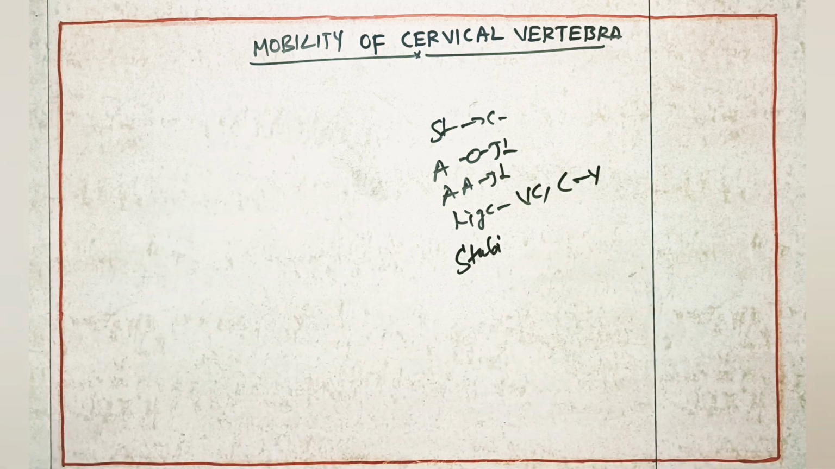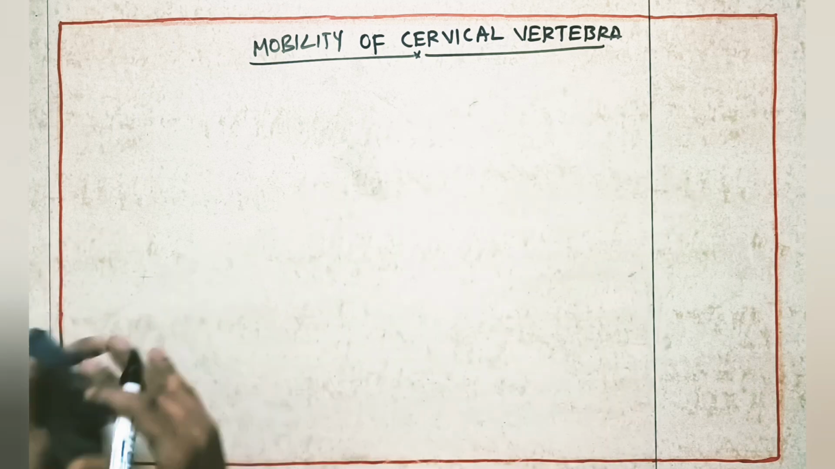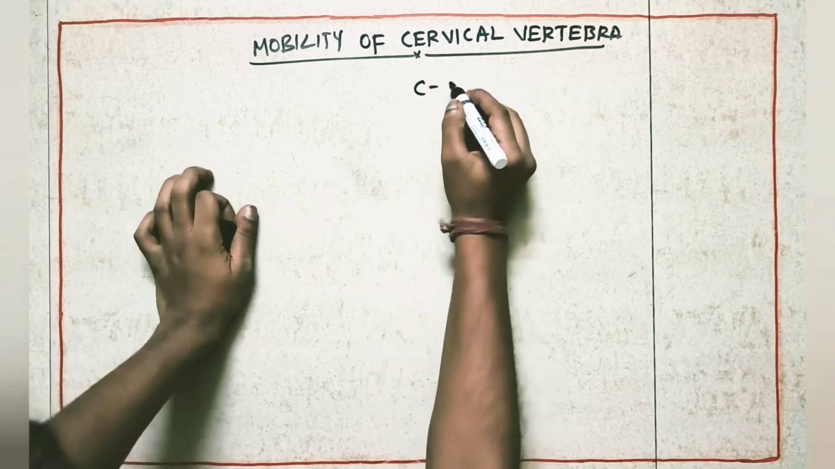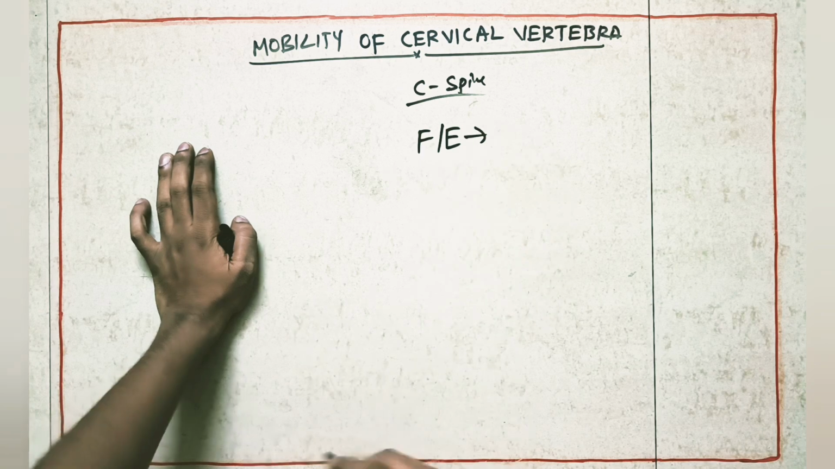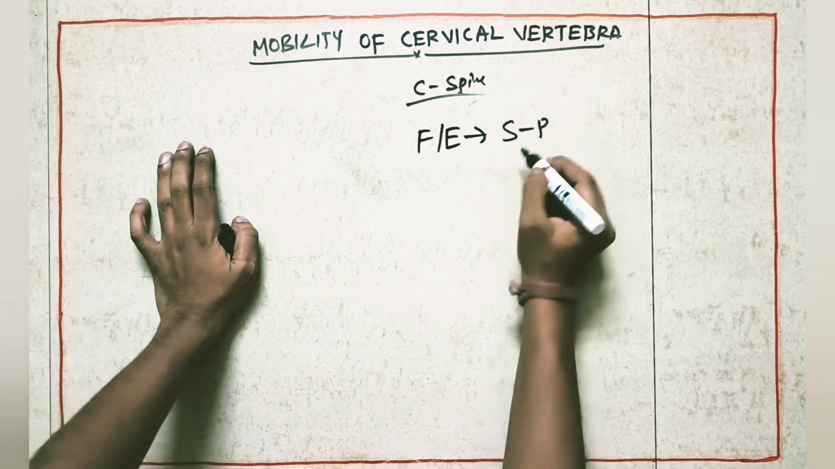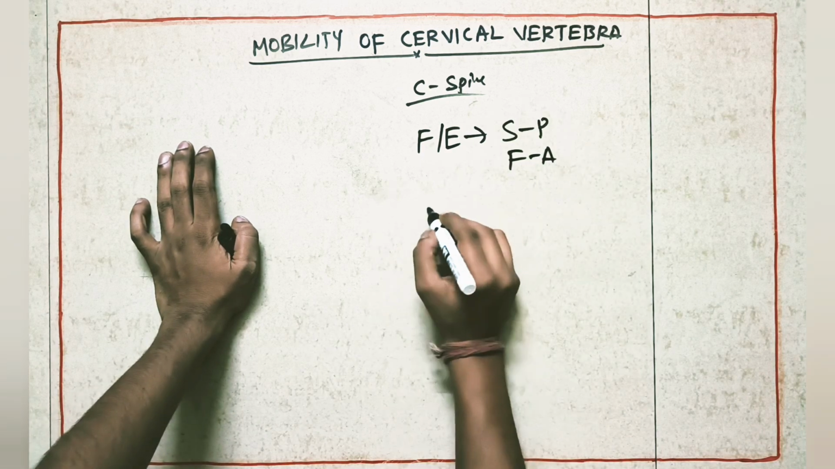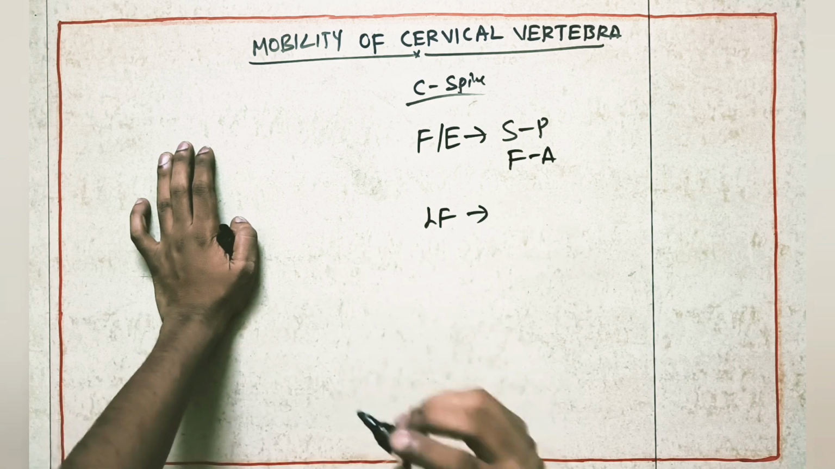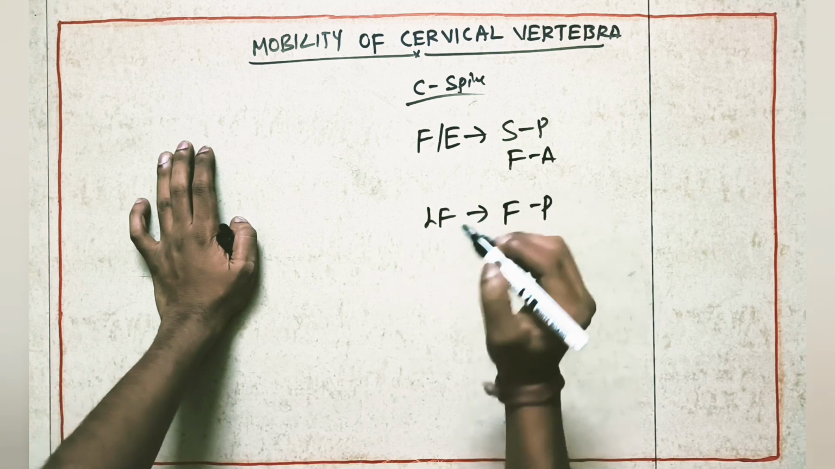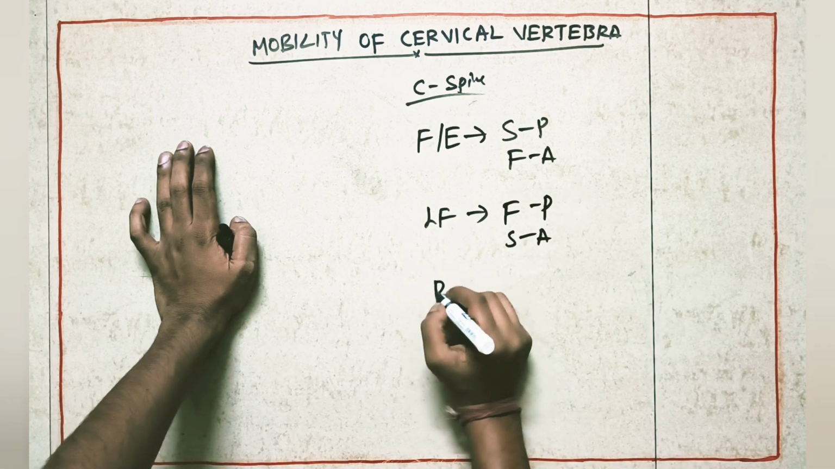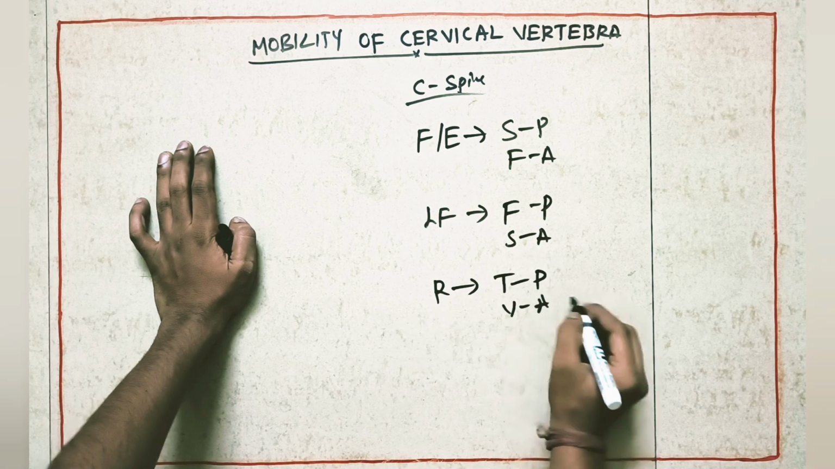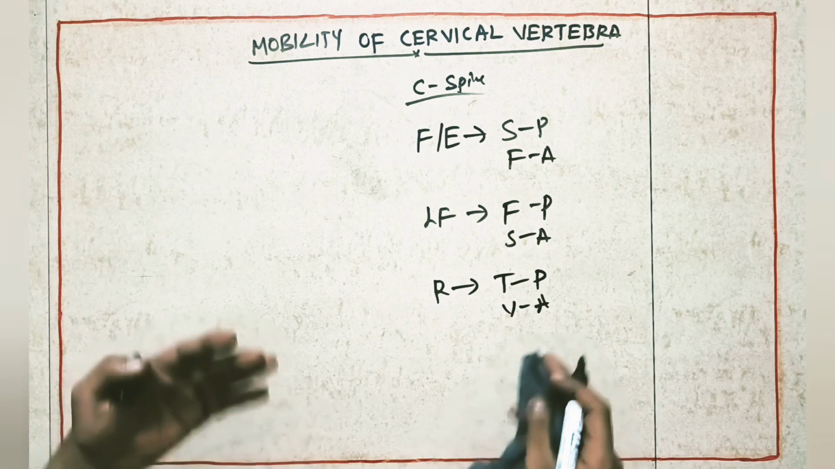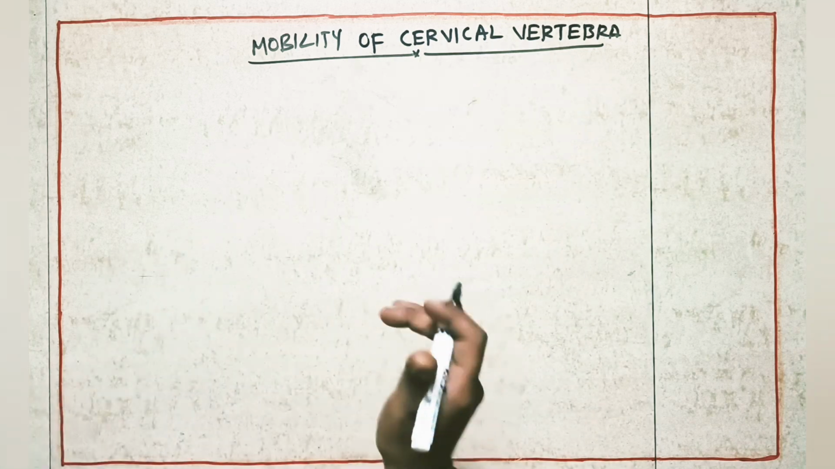Okay, now we will see. We know already what movements are possible in the cervical spine. In the C spine, we get flexion and extension. Flexion and extension movements happen in the sagittal plane and frontal axis, and then lateral flexion. Lateral flexion happens in the frontal plane and sagittal axis, and rotation movement happens in the transverse plane and vertical axis. Okay, we know this already, and we'll see what else we can see in mobility.